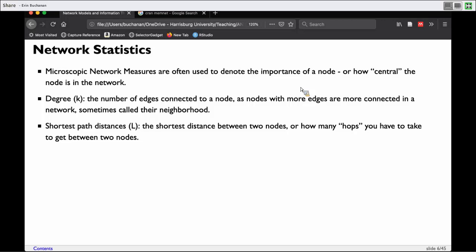And this is sometimes called the hops. So when I say it's a one-hop network, that means it's everything that's directly connected. A two-hop network contains the first connection and the second connection. And so I can calculate how many hops it takes me to get from one word to another.